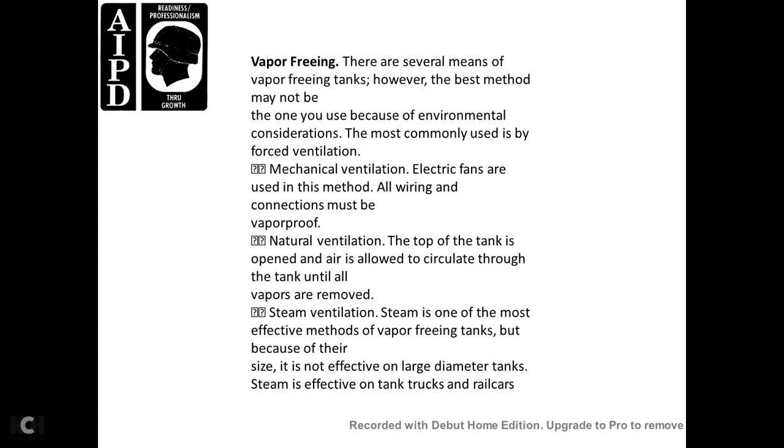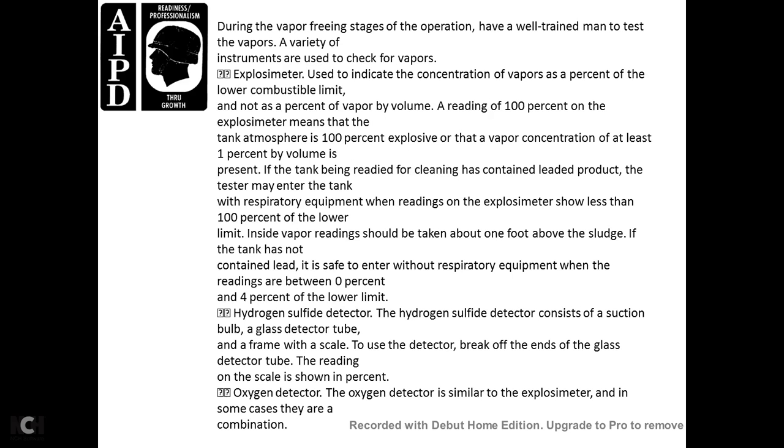The method: all wiring connections must be vapor-proof. Natural ventilation: the top of the tank is opened to allow air to circulate through the tank until all the vapor is removed. Steam ventilation: steam is one of the most effective methods of vapor-freeing tanks, but it is not effective for large diameter tanks.